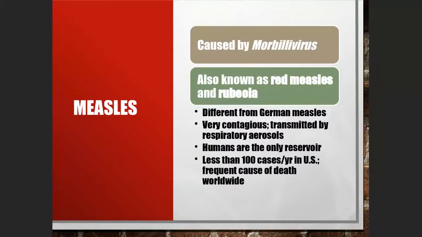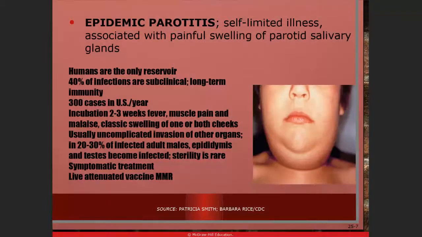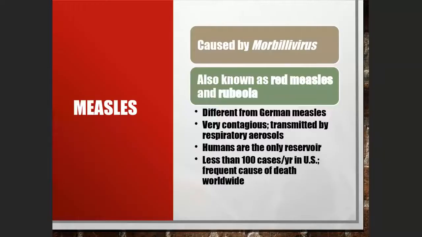Usually there is a vaccination for mumps and measles. It's called the MMR, mumps, measles, and rubella. So this is the MMR vaccine. Usually children have this vaccination in order to protect them against measles, mumps, and rubella.